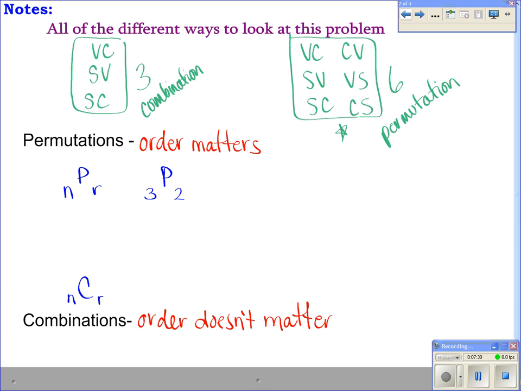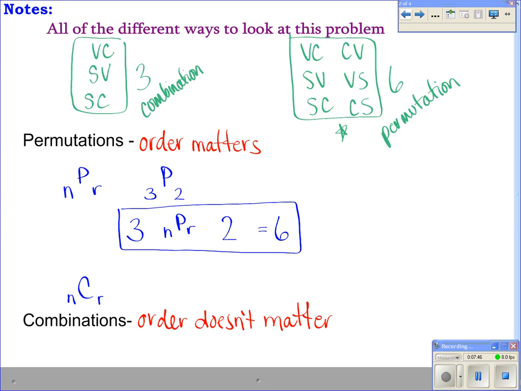So here's how you enter it into your calculator. You're going to put a 3 first, then your NPR button, and then a 2, and hit equals. You should get 6 if you entered it correctly. So I would write that down just to make sure that you remember how to enter these into your calculator.